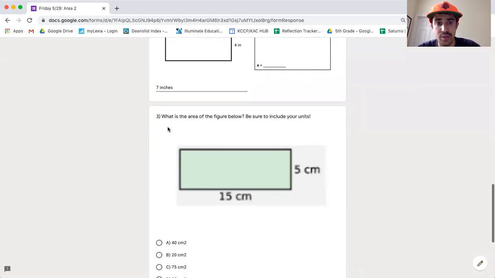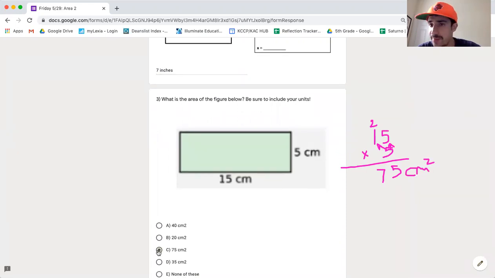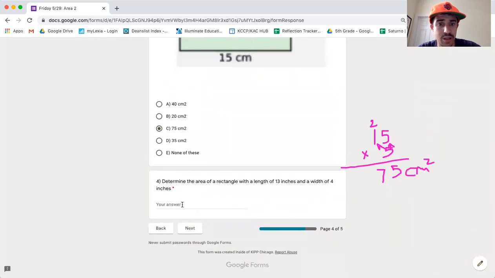The next question asks, what is the area of the figure below? Be sure to include your units. I have my length and my width here, so I know that I have to do 15 times 5. I can multiply this out. 5 times 5 is 25. Put a 5 right here, carry my 2. 5 times 1 is 5, plus 2 more is 7. So it should be 75 centimeters squared for my area. Oh, that's answer choice C. Perfect. And let's do number 4.